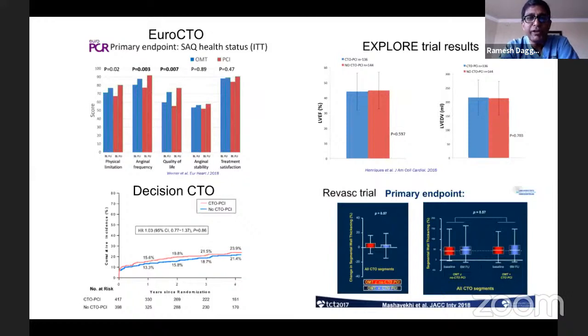There have been 4 great randomized control trials and several registries prior to this, but we'll talk more about EuroCTO and DECISION-CTO in a bit. The EXPLORE trial enrolled people who had a STEMI and then had at least one CTO, comparing opening up the CTO versus no CTO PCI. There has not been any difference in ejection fraction or end diastolic volumes. That's what they looked at in the EXPLORE results.